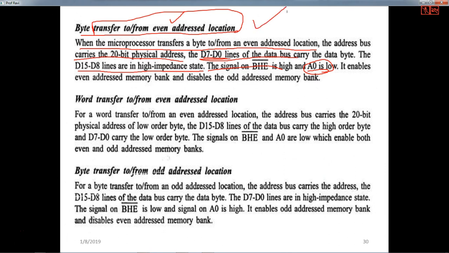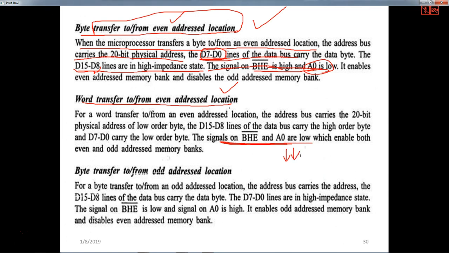So this is how it works when you are reading or writing into an even address location. Your D0 to D7 carries the byte, and your D8 to D15 will be at a high impedance state. And coming to this, A0 should be low and BHE should be high, so it is enabling the even bank. And coming to a word transfer to or from an even address location, the signals BHE and A0 are low. That means you are reading a word. Word means 1 byte from the even bank and 1 byte from the odd bank. Both should be read at a time.